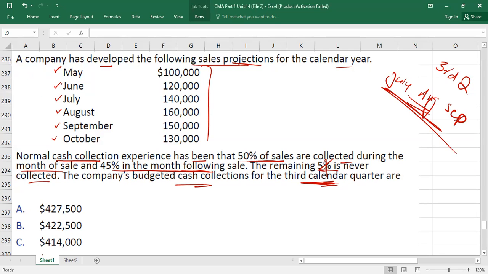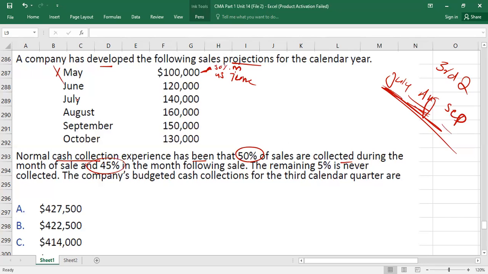We have to apply this collection experience on each month's sale, so this is how you can solve it quickly. He told you 50% you are receiving in the same month, 45% in the next month, and 5% is never collected. For May sale, 50% will be received in May and 45% in June. It means nothing is falling in July, August, and September, so ignore this.